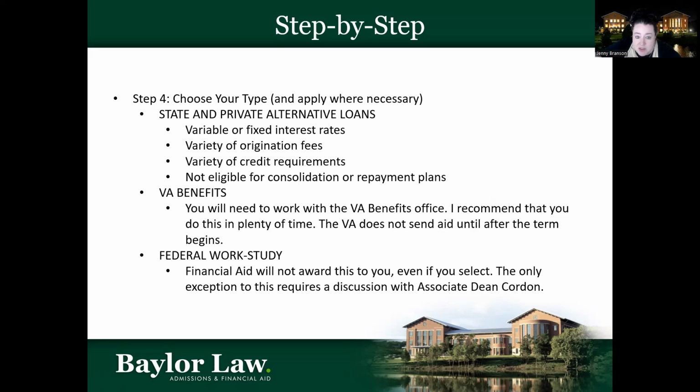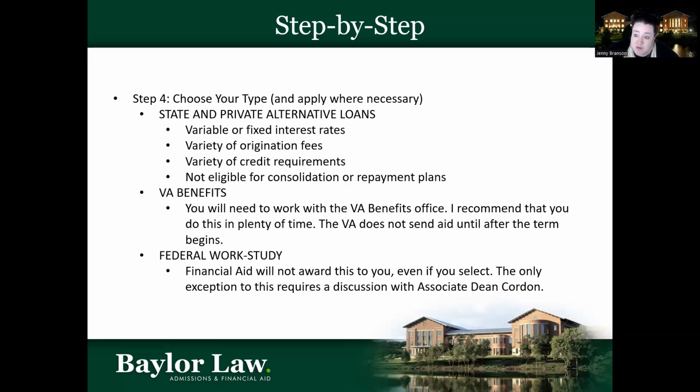Okay, another choice though, state and private alternative loans. There's information about this on the financial aid website or on our website. These might have variable or fixed interest rate. They have a variety of origination fees, a variety of credit requirements. They're not eligible for consolidation or repayment plans typically because they're not federal loans. Seeing fewer and fewer students do these, but if you have a really great credit score, certainly encourage you to look at the terms of those loans.